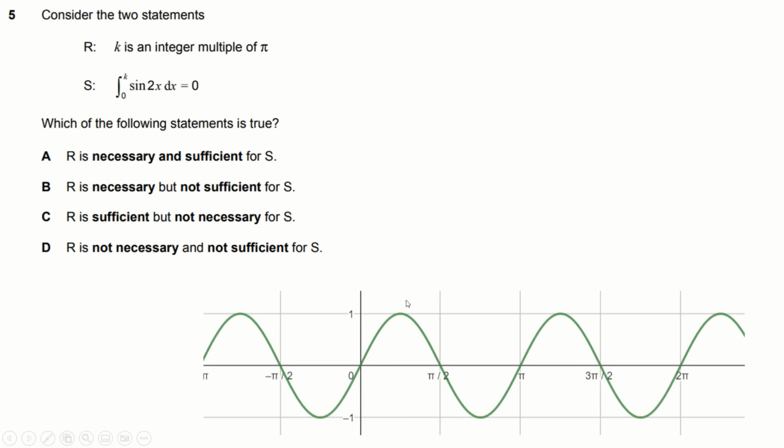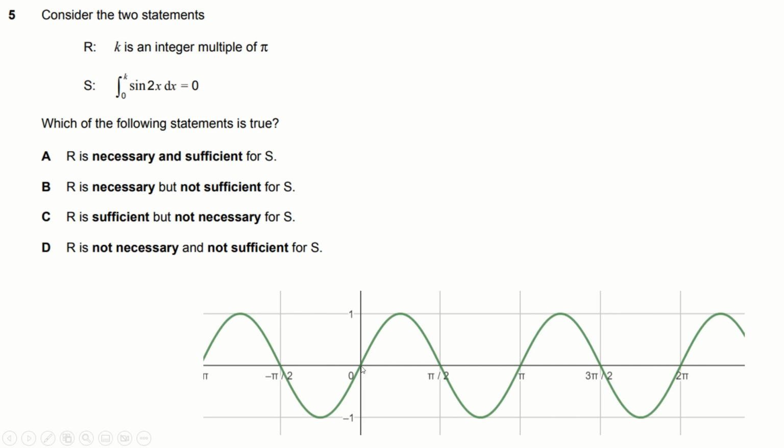Draw the sine 2x graph. It looks like this. So it just repeats itself twice until it gets to 2 pi. Now, if we need the integral of sine 2x to be 0 between 0 and some value, we need all the area to cancel out. So the first value of k that will do that is, I guess, 0.